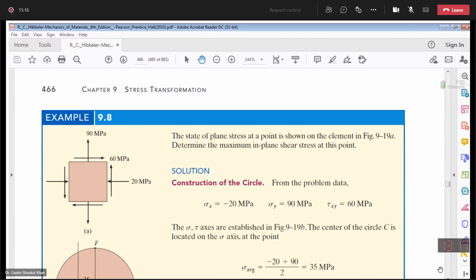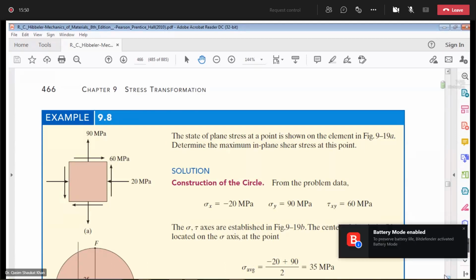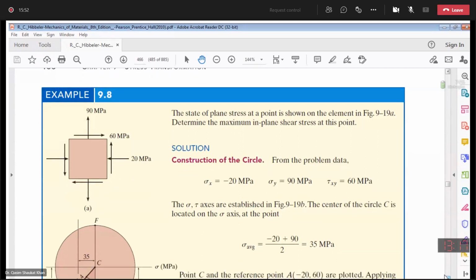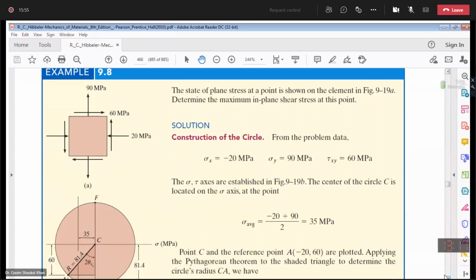So what will be the coordinates of point C now? The center of the Mohr circle, C. What are the coordinates of this point C? The coordinates of point C will be 35 and 0. Okay? Is this point clear?